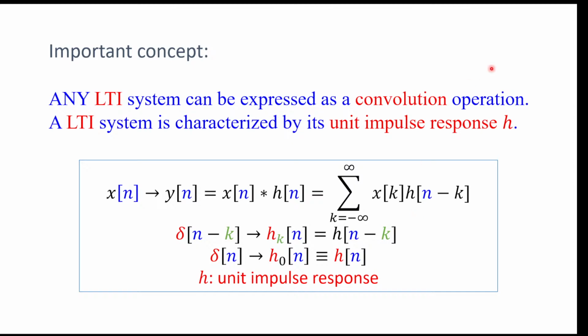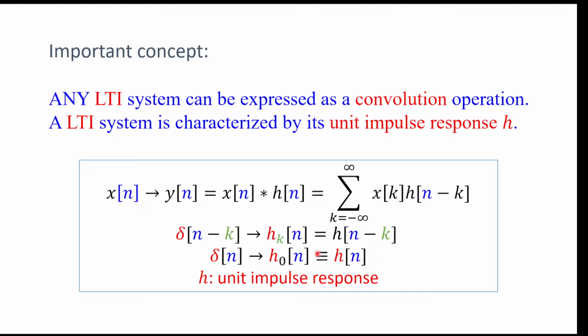That's convolution. We derived that for any LTI system, or at least for a discrete LTI system, any discrete LTI system can be characterized by the unit impulse response signal h, and this h signal is defined as the response of the system to the unit impulse signal. So you feed a system with the delta of n signal, and the response is h of n.